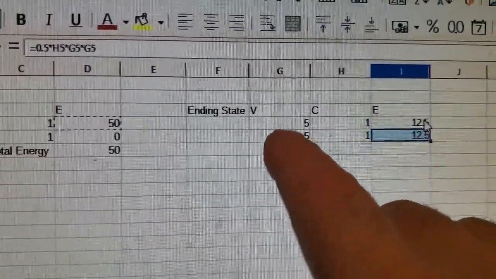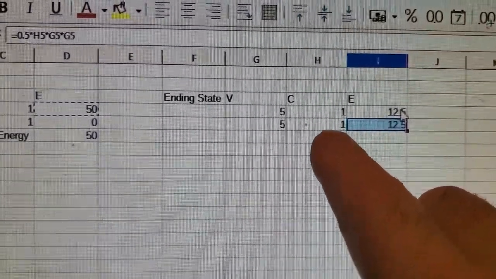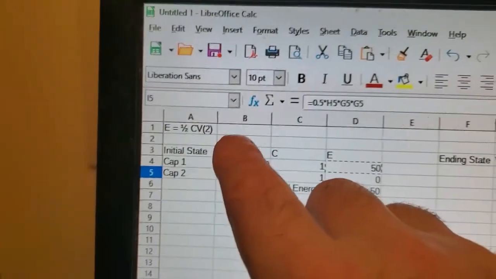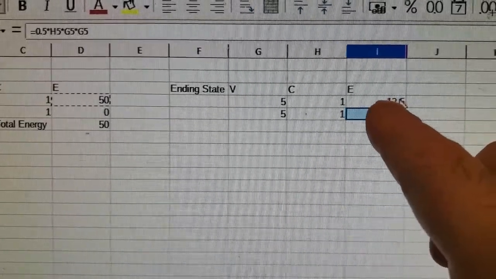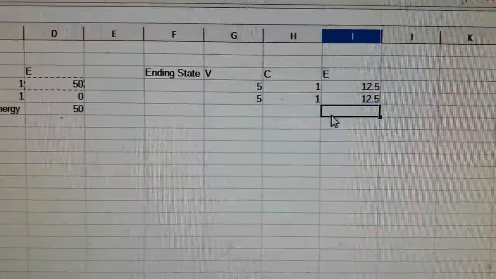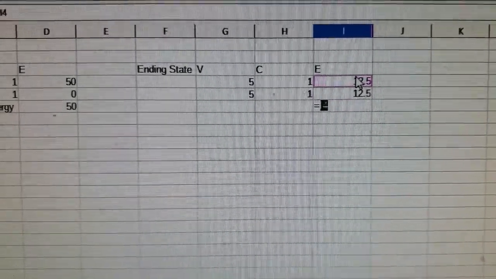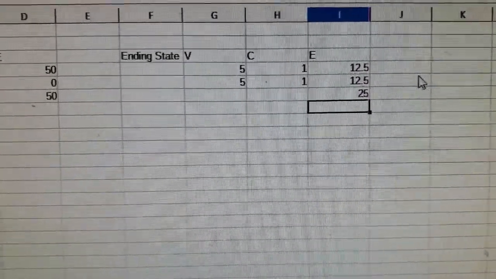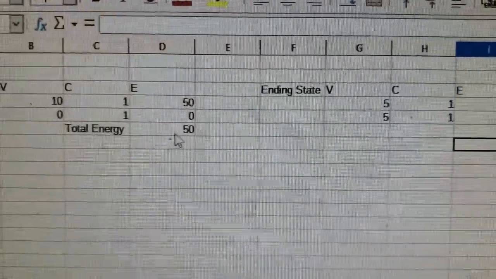So now let's look at the ending state. They both ended up at 5 volts, remember? And they both are 1 millifarad. So 5 squared is 25 times 1 is 25, divided by 2 is 12.5. So there's 12.5 in that one, and then there's 12.5 in the other. So the total energy equals this plus this. 25, 50, 25. Uh-oh.